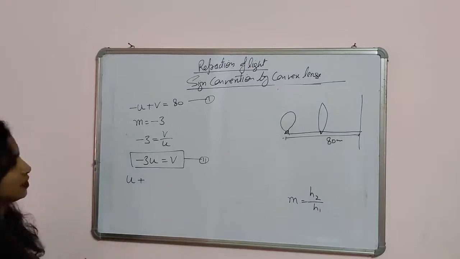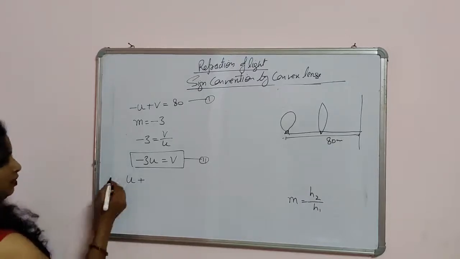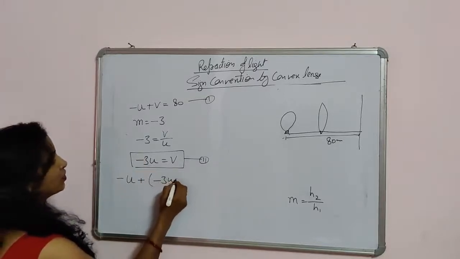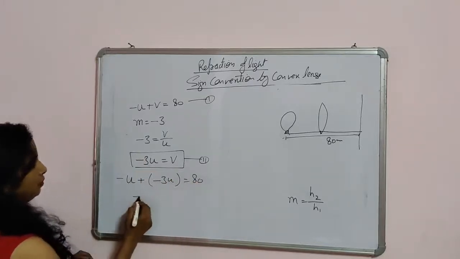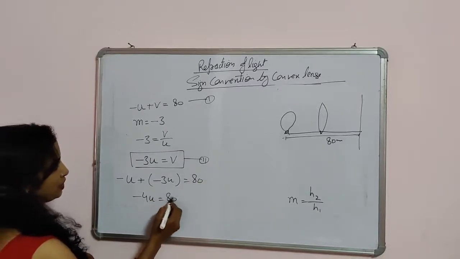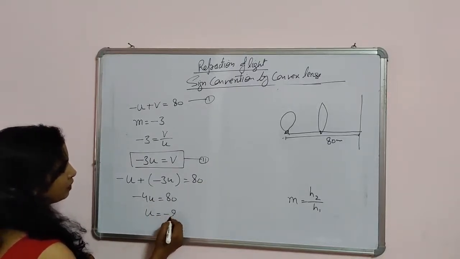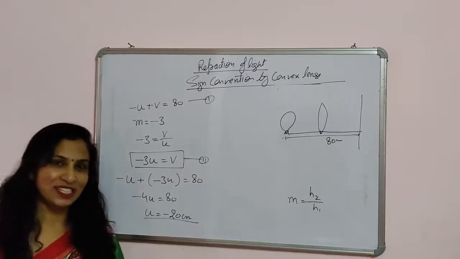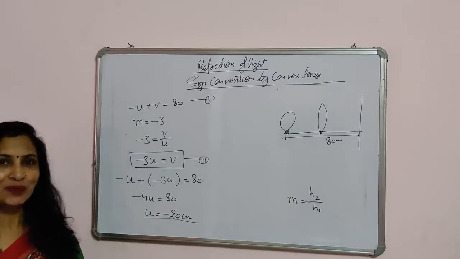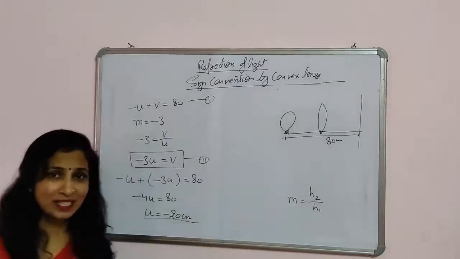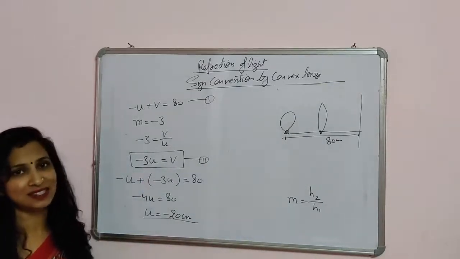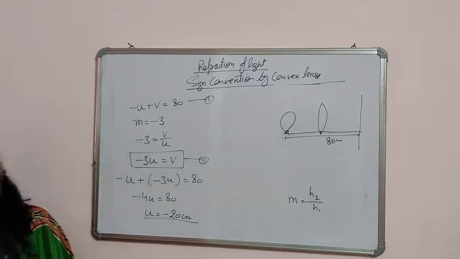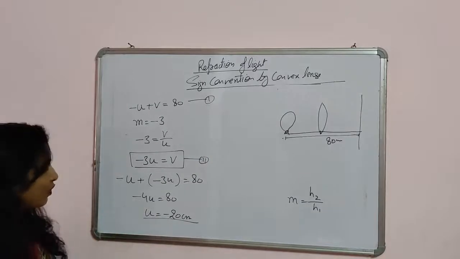Then minus u plus, we put the value of v, which is minus 3u, is equal to 80. Minus 4u is equal to 80, then u will be minus 20 centimeter. Again we have to put the value with this sign. We know the sum of the lengths is 80, but since it is a numerical question, you will use the values with the sign. Now we have found the value of u.